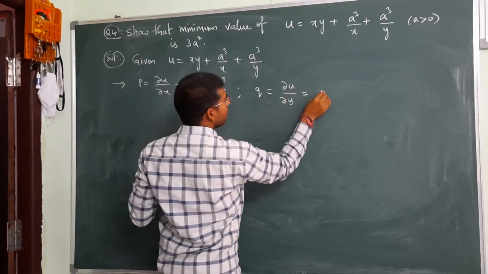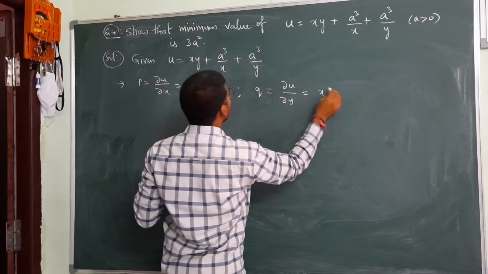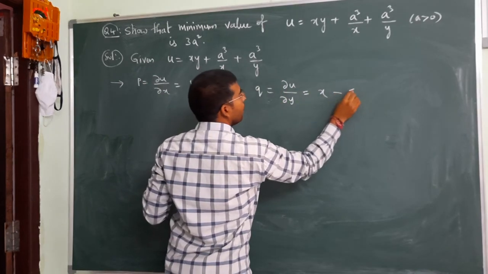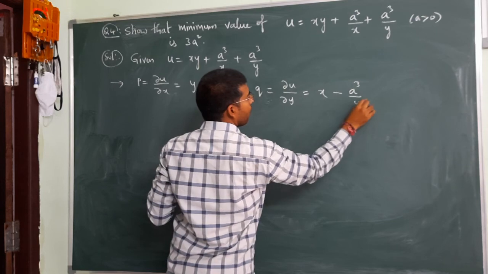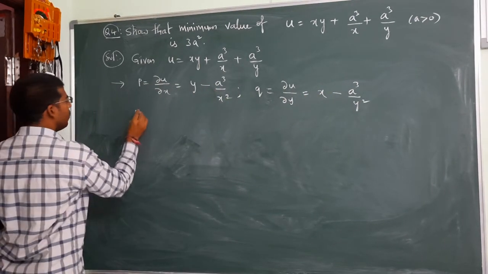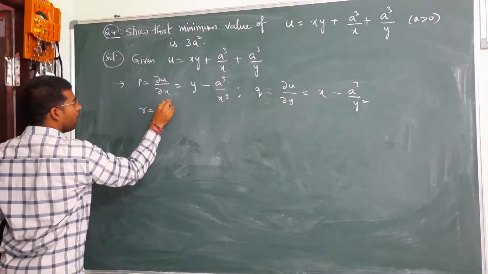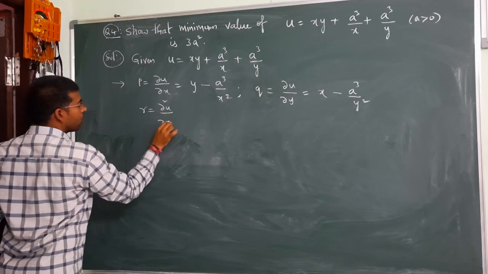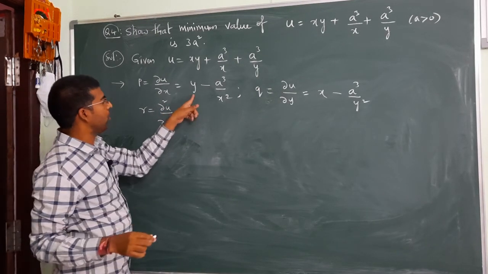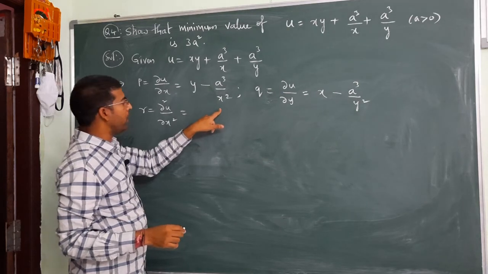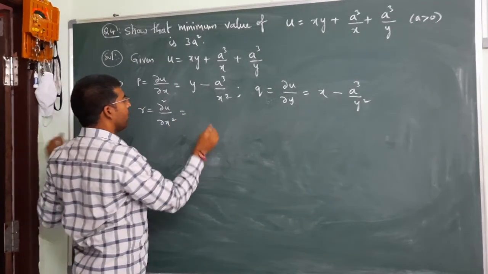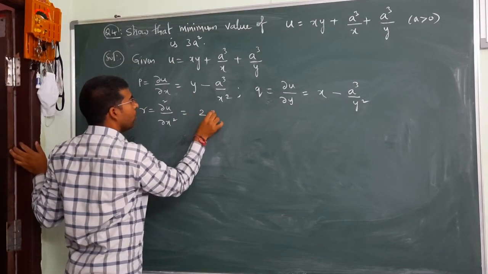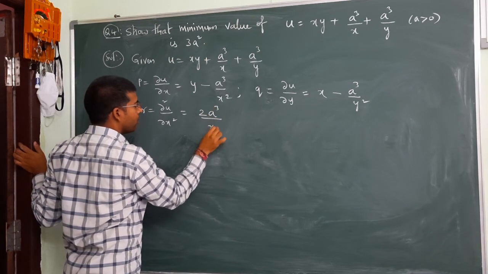Here y means x times 0. This one is what? Again 1 by y, derivative gives cube by y square, right? What about R? Or ∂²u/∂x². This one is 0. This one is what? Minus 2 by x cube. That means minus 2 plus 2, so 2a cube by x cube.